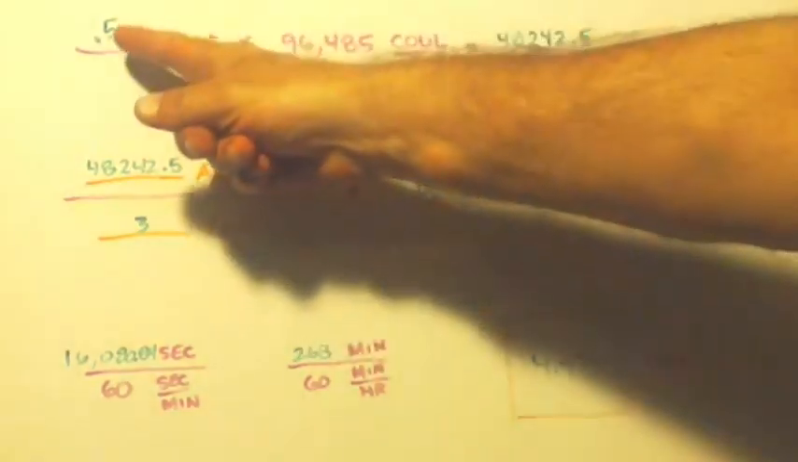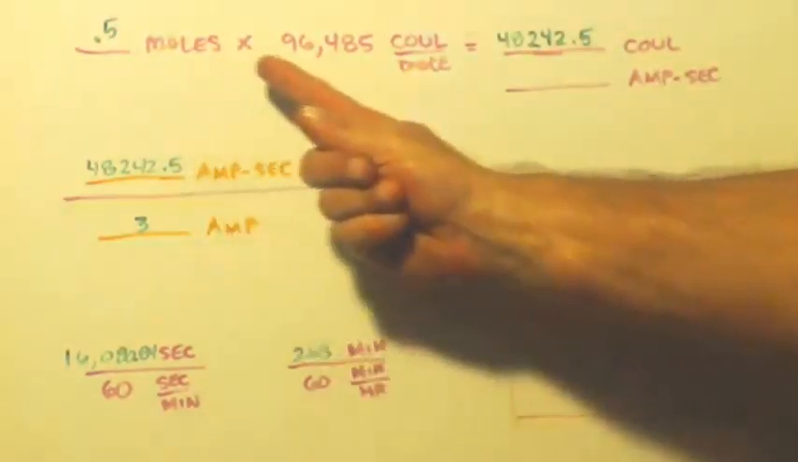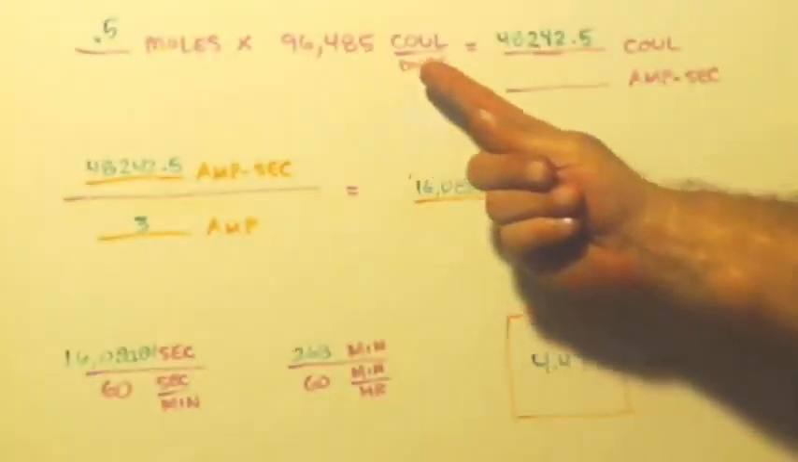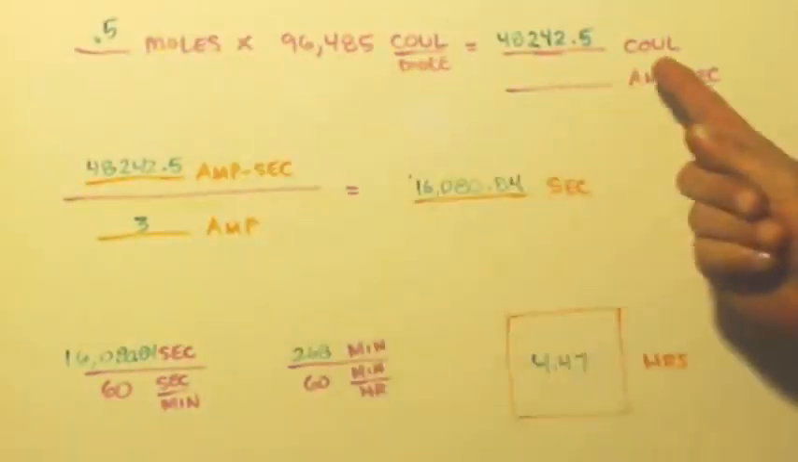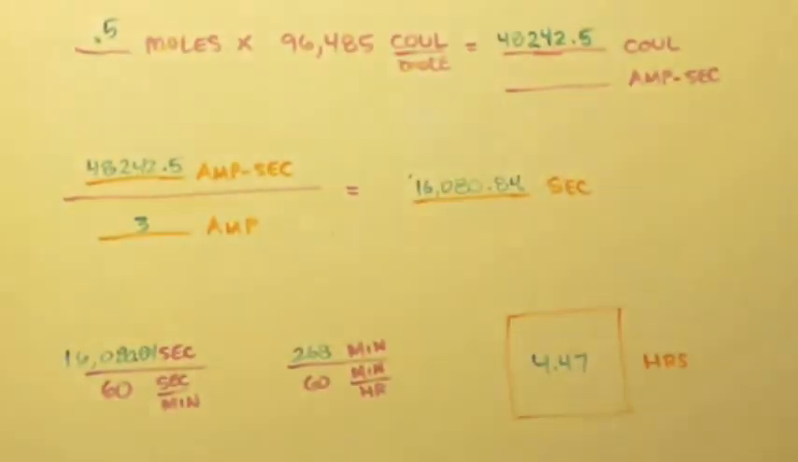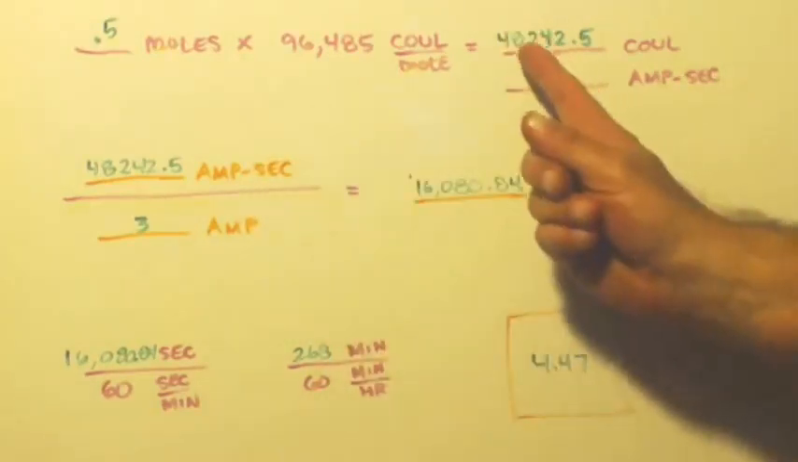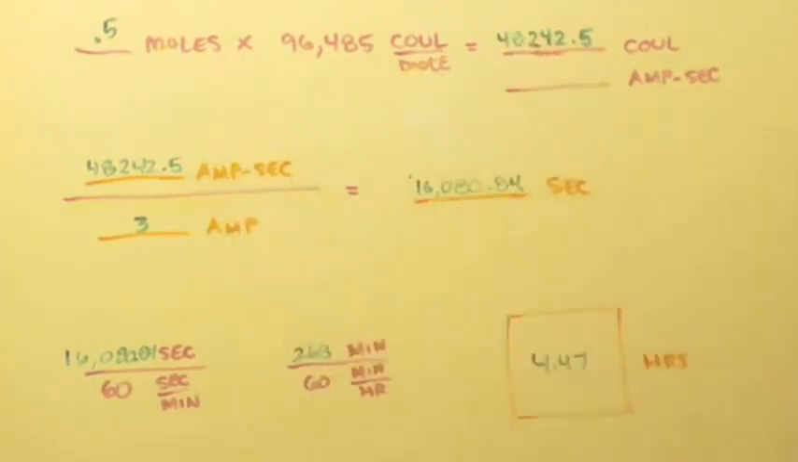So let's say we want to make half a mole, 0.5 moles. Plug it into the formula, times that by how many coulombs per mole, cancel the moles out, and you get coulombs. 48,242 coulombs. A coulomb and an amp second are the same exact thing. So in the next equation, you can just transfer this number down here and divide it by your amps, right?